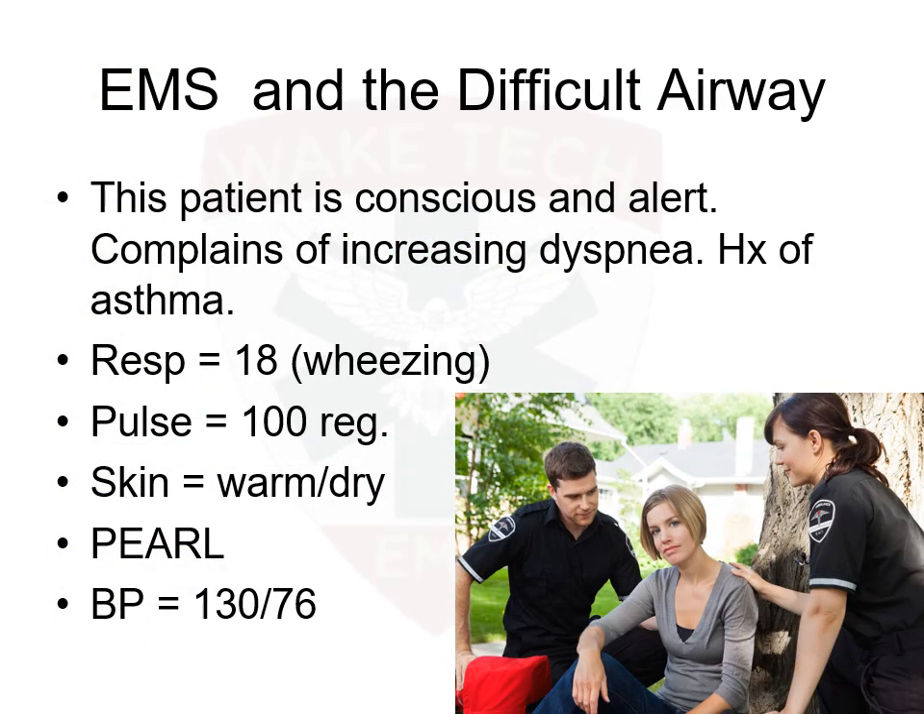In this scenario, you have a conscious and alert patient. The patient complains of increasing dyspnea or difficulty breathing. She has a history of asthma. Respirations are 18 with noted wheezing. Pulse is 100 and regular, easily palpable at the radii. Skin is warm and dry. Pupils are equal and reactive to light, and blood pressure is 130/76. Take a moment and consider these vital signs before we move forward.